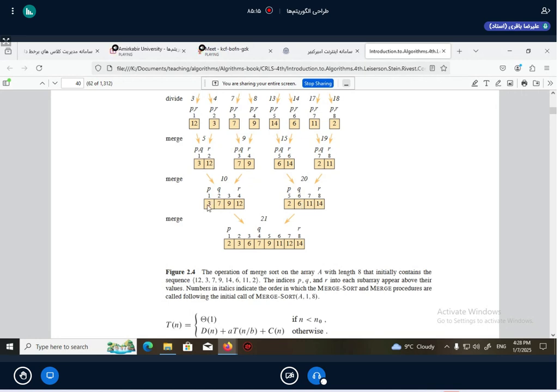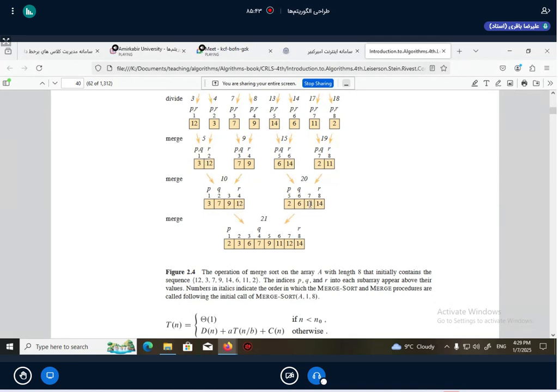Between 6 and 3, 3 is minimum, 3 is copied, its index goes forward. Between 7 and 6, 6 is minimum, so 6 is copied and its index goes forward to 11. Between 11 and 7, 7 is minimum, so 7 is copied and its index goes to 9. Between 9 and 11, 9 is minimum, so 9 is copied and its index goes to 12.